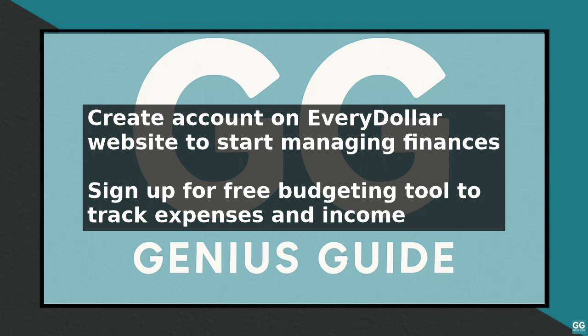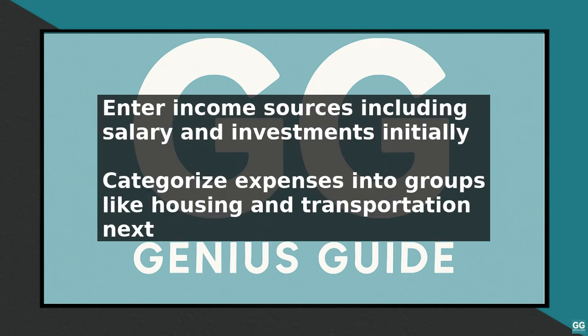Once you have created your account, you will be prompted to set up your budget. Start by entering your income, including all sources of income such as your salary, investments, and any side hustles. Next, you will be asked to categorize your expenses into different groups such as housing, transportation, food, and entertainment.